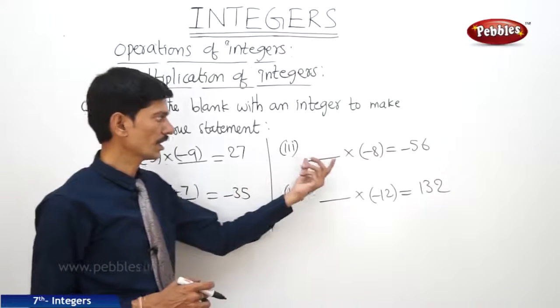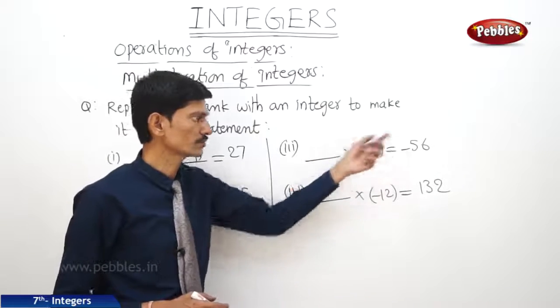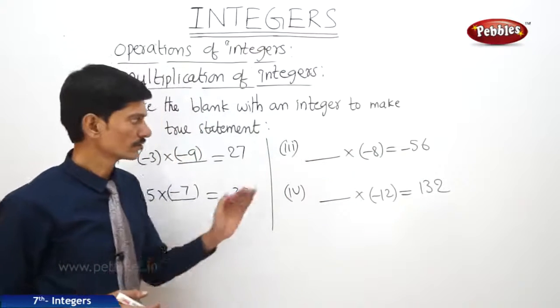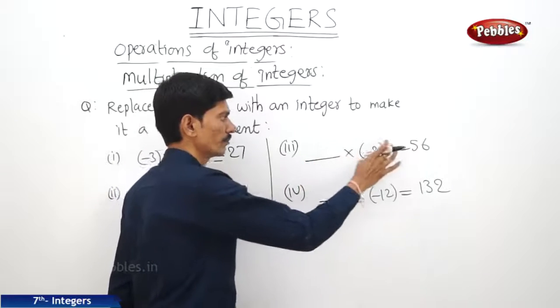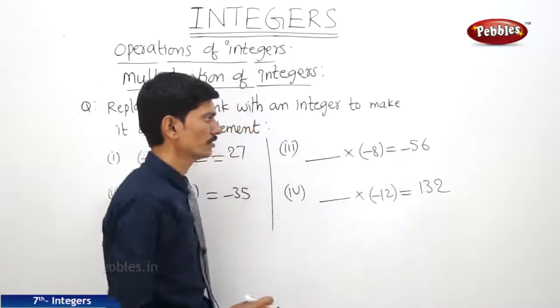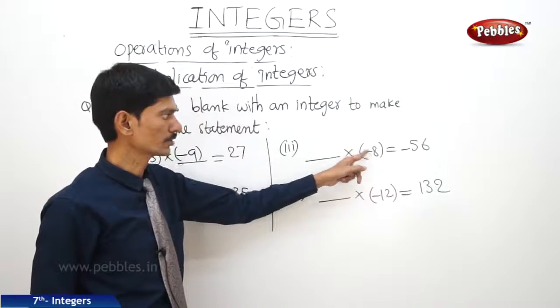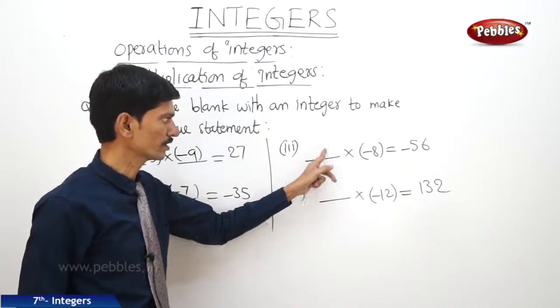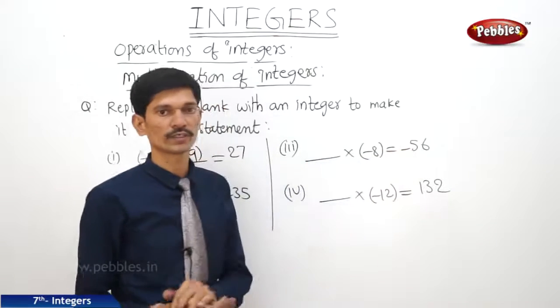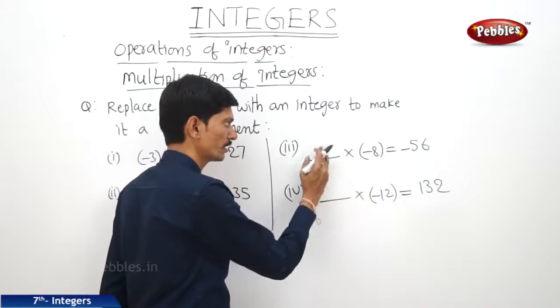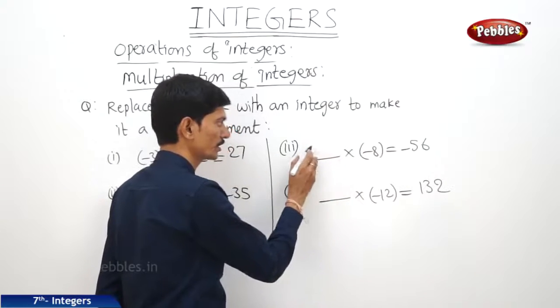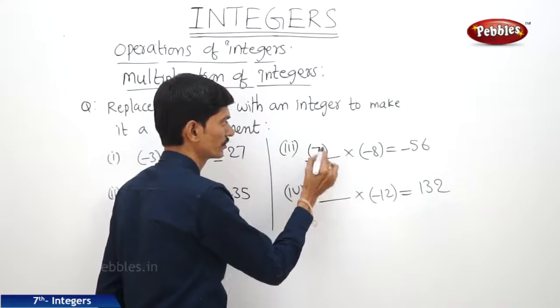Now next question, dash into minus 8 equals minus 56. What should be multiplied by minus 8 to get the product as a negative integer? We know that a negative integer should be multiplied by a positive integer to get a negative integer product. So this is a positive integer, and we know that 8 7s are 56. So then we write plus 7 in the blank.